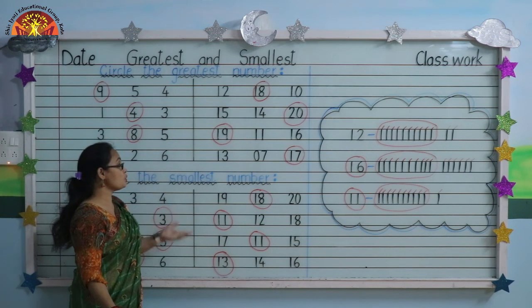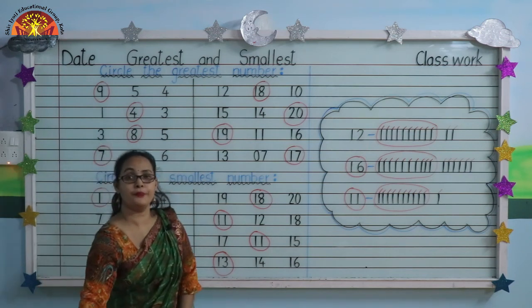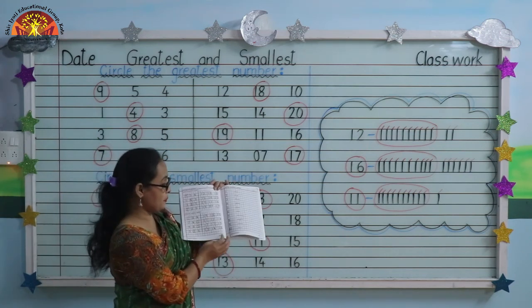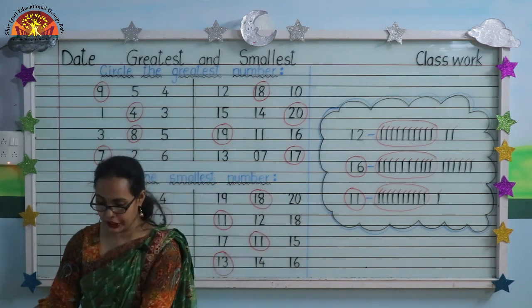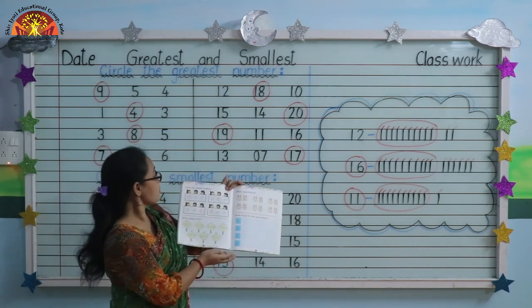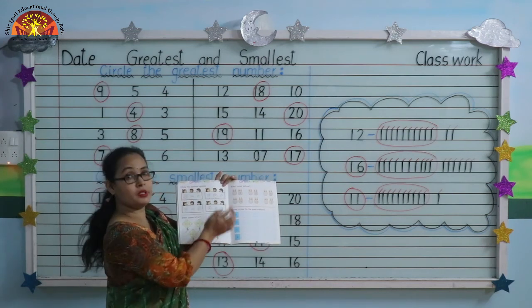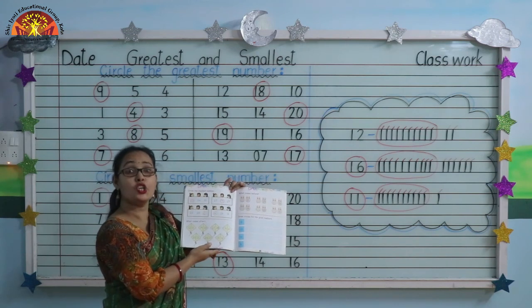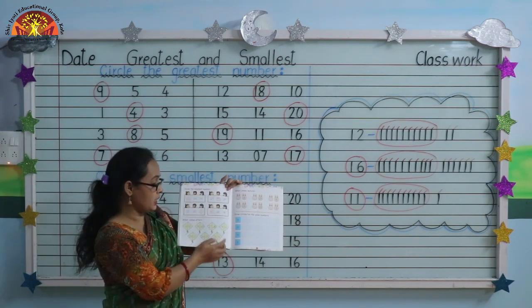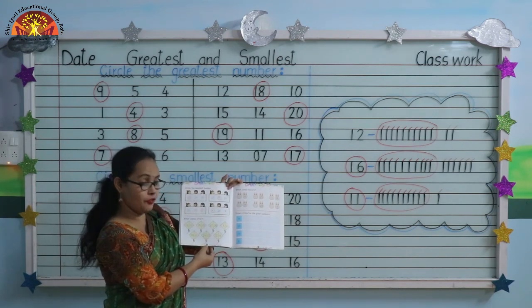So kids, do this work in your maths workbook, page number 84. And on page number 56, circle the smallest number and what comes after. So you have to complete page number 56 also.